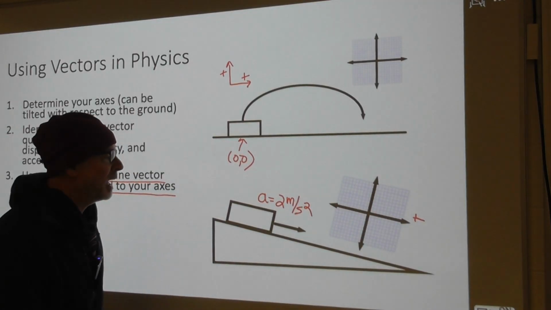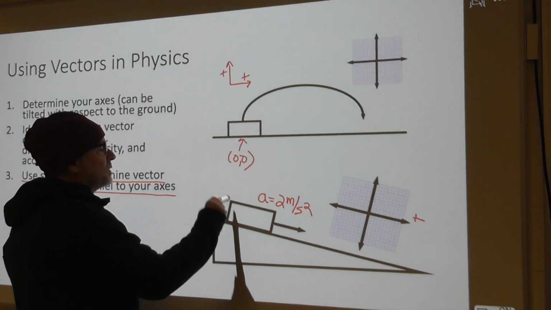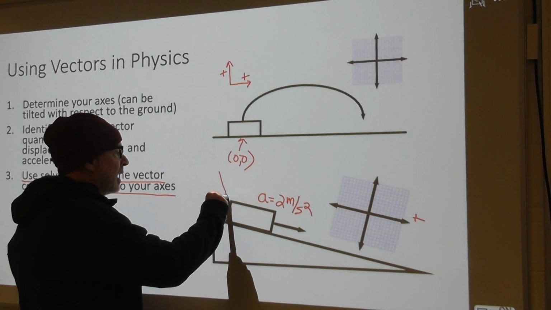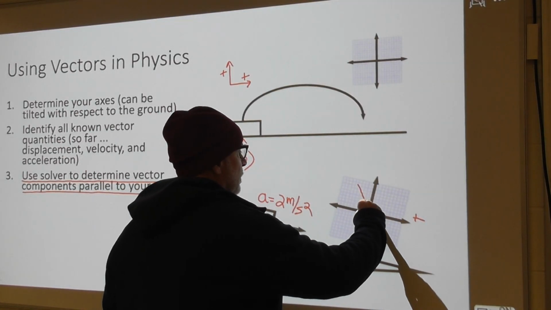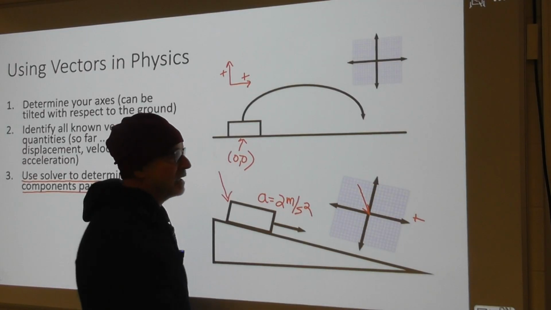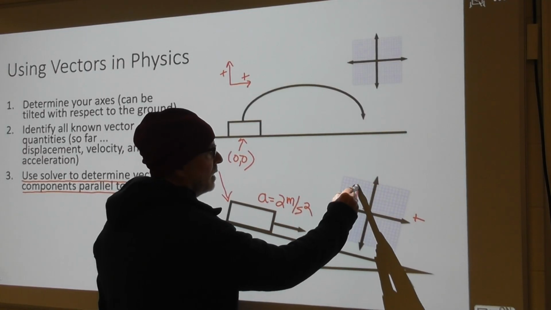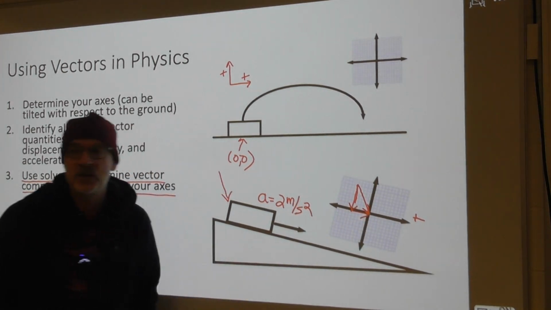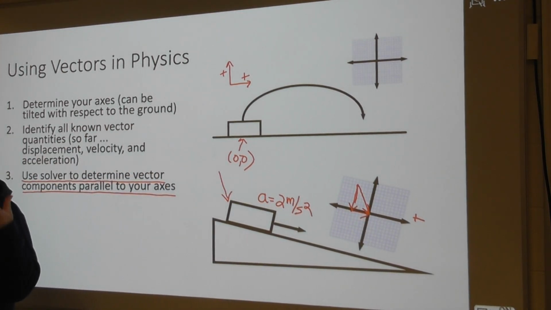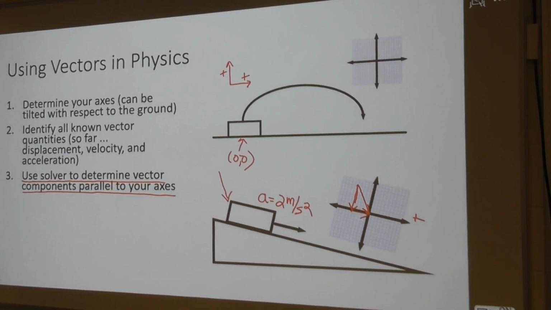So maybe something might be like pushing down on the block at this angle. That's a really weird angle for something to be pushing, but we can think of that as having one part that's in our y dimension and one part that's in our x dimension. So anytime we have a quantity that doesn't match up with one or the other of our dimensions, that's when we use the solver to break it into components, or you can use trig, whatever's easier for you.